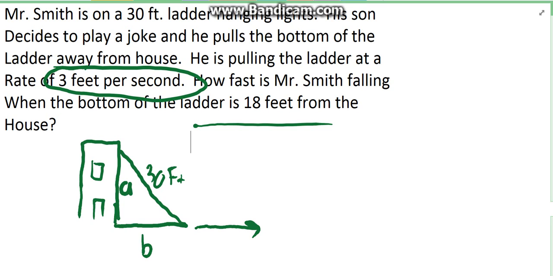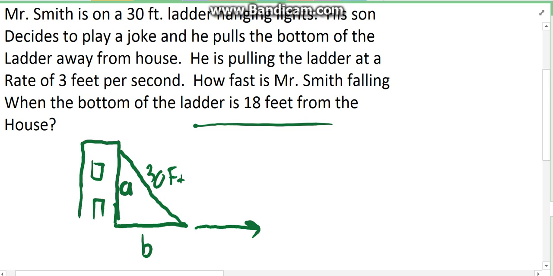Secondly, you want to find all the information that they're giving you. In this case, I know that the bottom of the ladder is growing at 3 feet per second. That is the rate of change of B, and rate of change is synonymous for us with derivative. It's the derivative of B with respect to time. Normally we derive y with respect to x, but this is the derivative of B with respect to t. So what we know is that dB/dt is 3 feet per second.